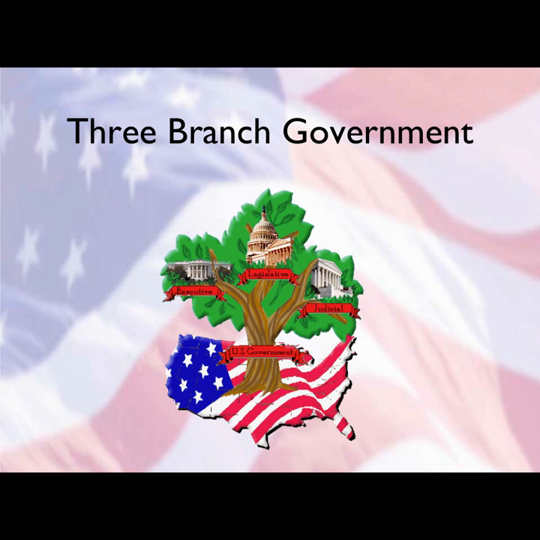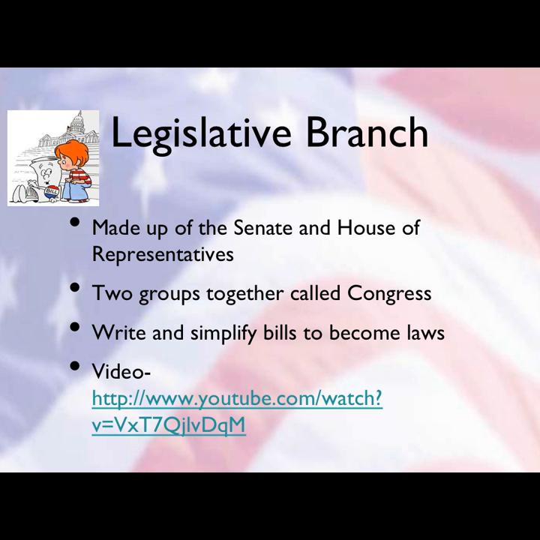The government is broken up into three different branches, which are the executive, legislative, and judicial branches. They all make up what is known as the United States government. First, we're going to talk about the legislative branch. It is made up of the Senate and the House of Representatives. These two groups are also known as Congress.